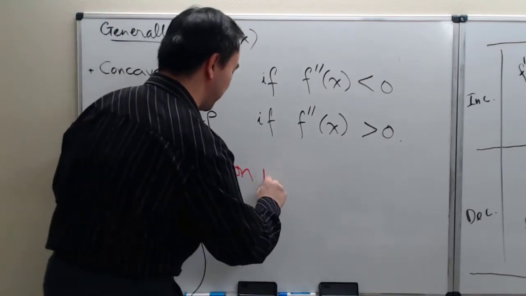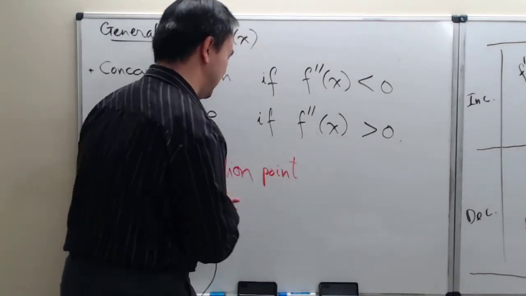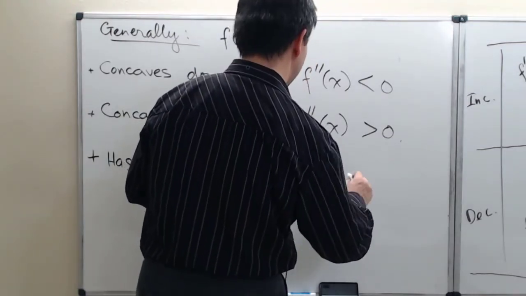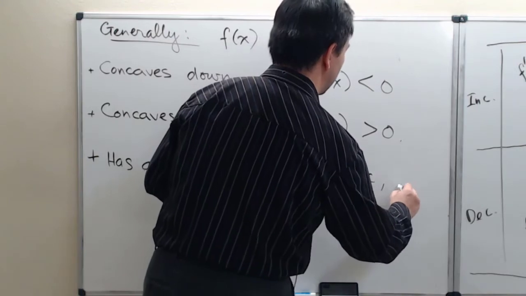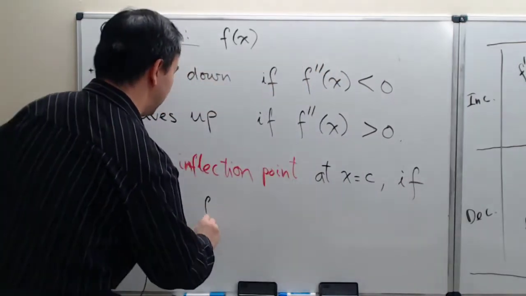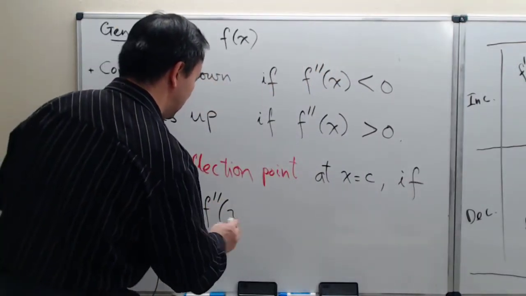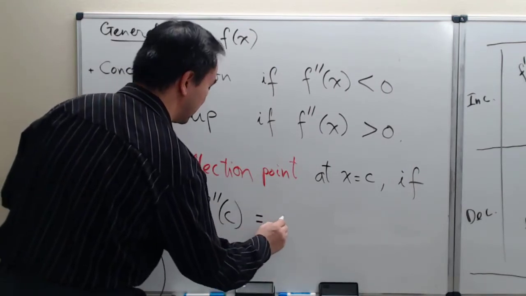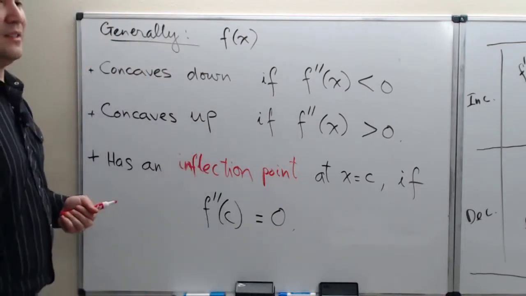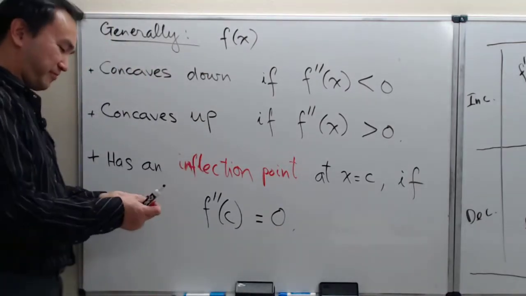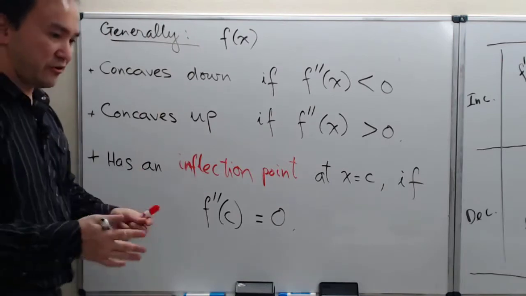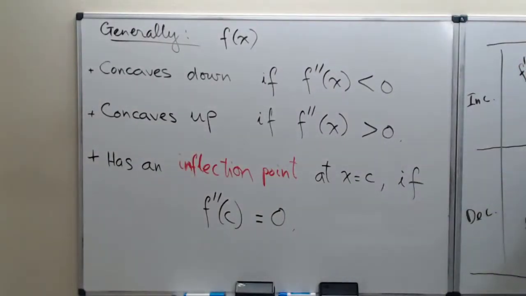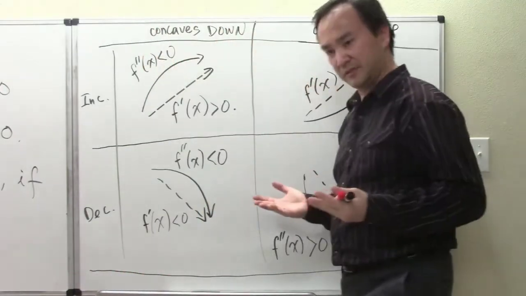Right, inflection point. And that's simply happening at x equals c if f double prime at c equals 0. Okay, so now we have a generalized formulation of how the second derivative explains the shapes of our graph.